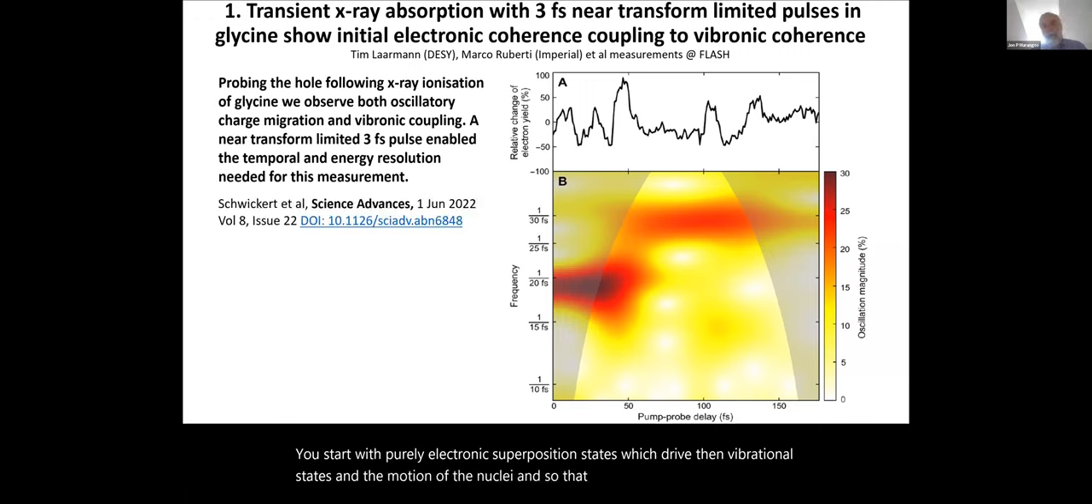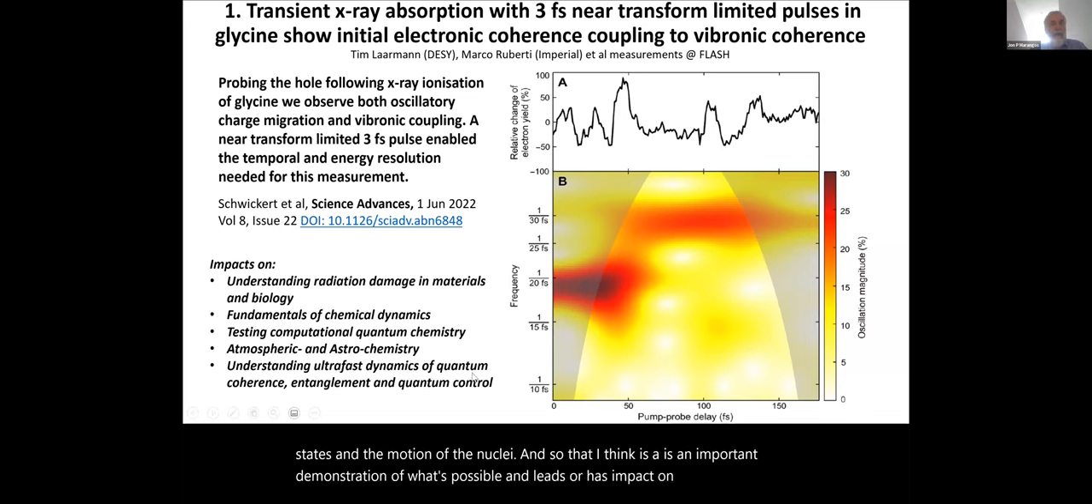And so I think that is an important demonstration of what's possible, and it has impact on a wide range of areas of interest in chemical and physical sciences, including understanding radiation damage in materials and biology, understanding the fundamentals of chemical dynamics, how you go beyond the Born-Oppenheimer approximation, and testing computational quantum chemistry. And also in a lot of settings that are relevant to us, like atmospheric and astrophysical chemistry, where short pulses of very high brightness may actually interact with molecules. And then finally, understanding ultrafast dynamics of quantum coherence, entanglement, and the possibilities for quantum control.